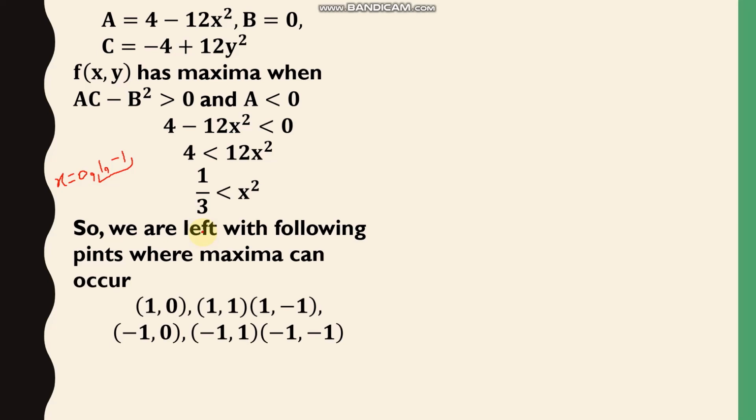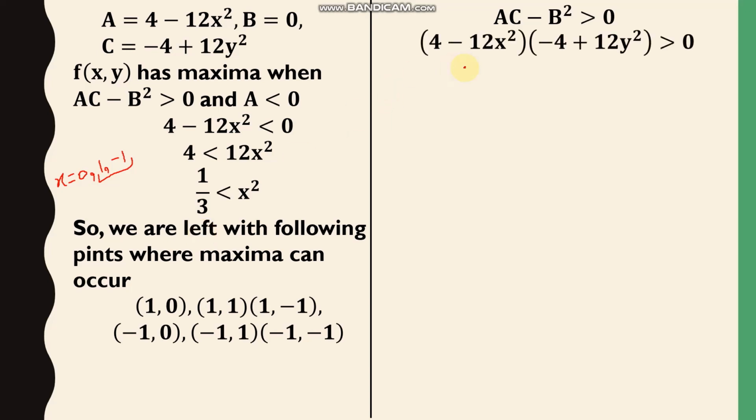Okay, let's further use the second condition, which is AC minus B square greater than 0. So put the value of A, put the value of C and B. So we get this. Now you can see from these 6 points, if you check for the first point, for 1, 0, if you put x equal to 1 here, what do you get?